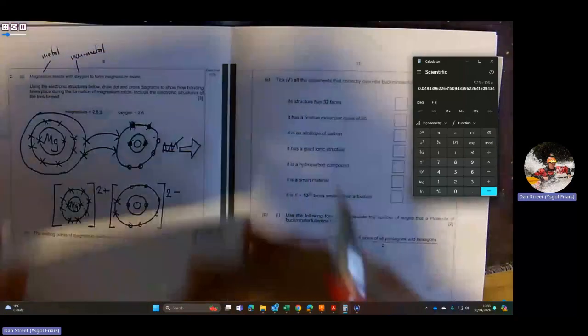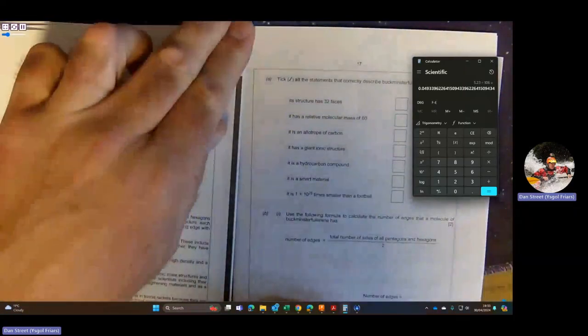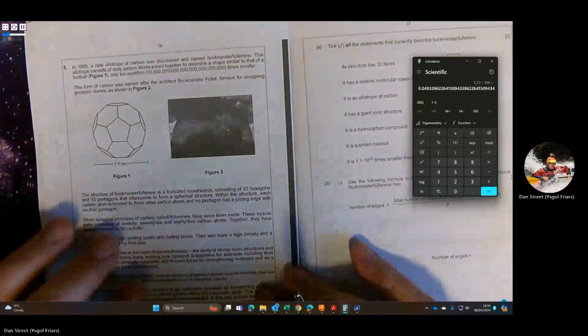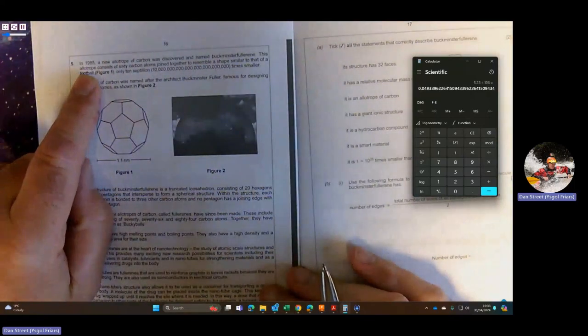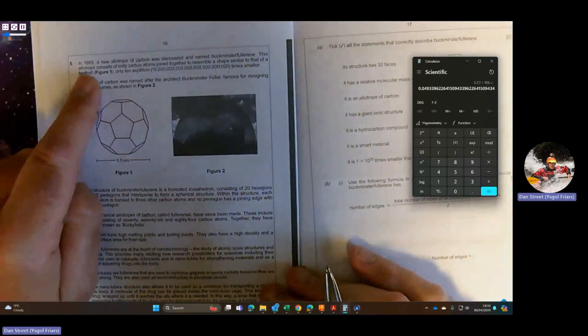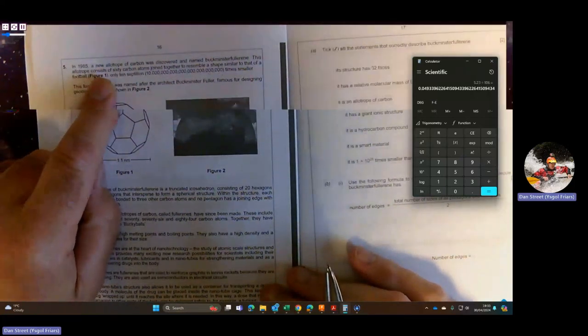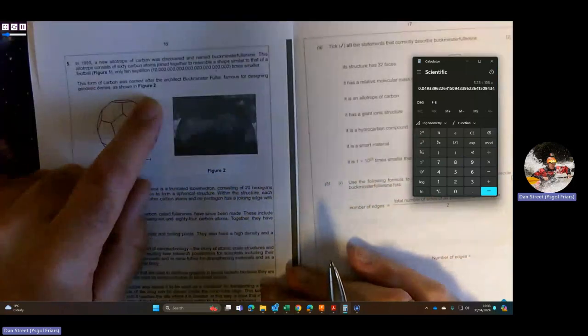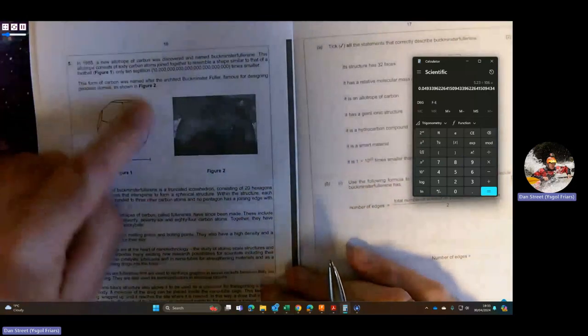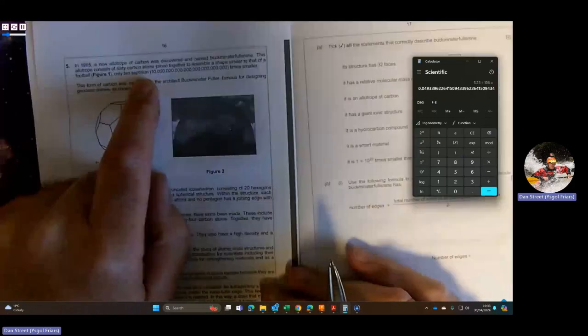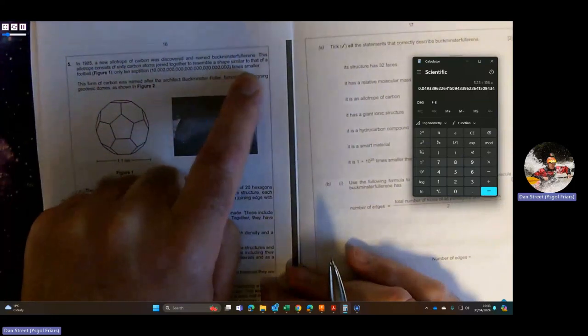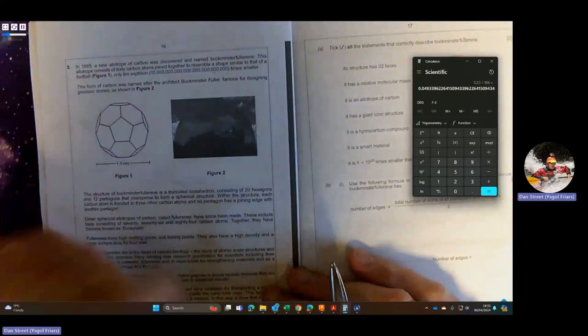Right, number 6 looks like a very daunting question, okay, but some aspects of it are simply comprehension. So it says in 1985, a new allotrope of carbon was discovered and named Buckminster fullerene. This allotrope, okay, so allotropes are different physical forms of the same element, consists of 60 carbon atoms joined together to resemble a shape similar to that of a football. Okay, so just in case you know what a football looks like. Only 10 septillion times smaller. Okay, so this is a lot smaller than a football.